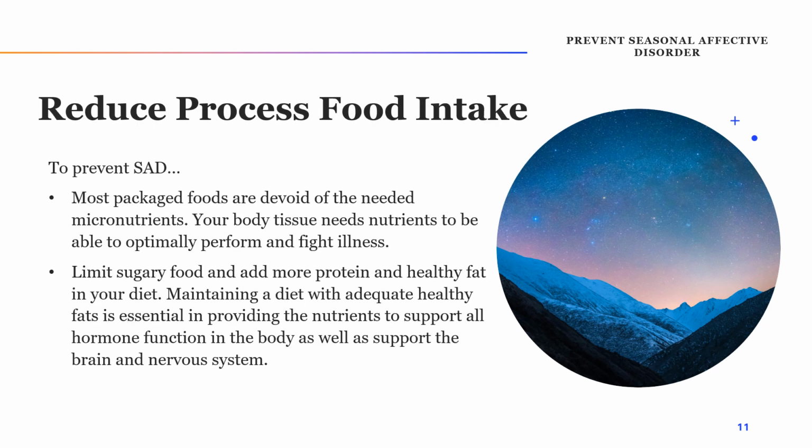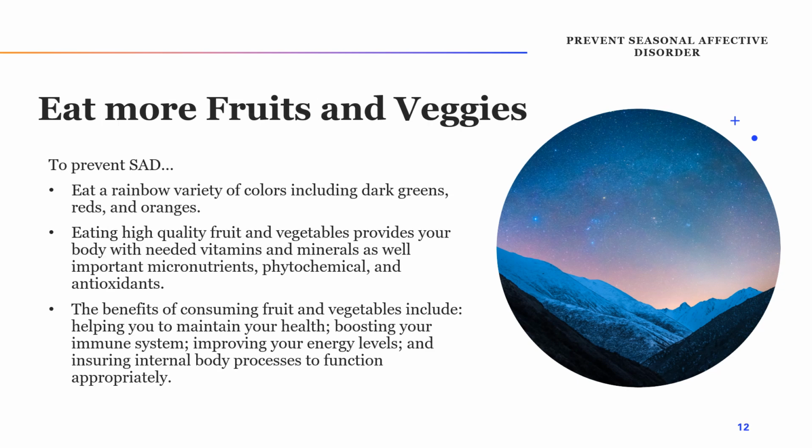What we eat matters. Most packaged foods are devoid of important micronutrients. Your body needs these micronutrients to optimally perform and fight illness. We should limit our sugary foods, increase our protein, our healthy fats, and try to overall maintain a healthy diet. This includes eating more fruits and vegetables. Try to eat the rainbow of colors, including the dark greens, the reds, the oranges. Eating high quality fruits and vegetables will give your body the needed minerals and vitamins for the micronutrients, the phytochemicals, and the antioxidants to fight pathogens.